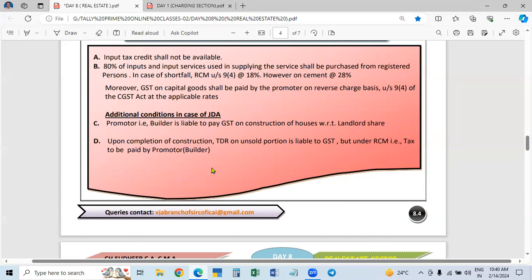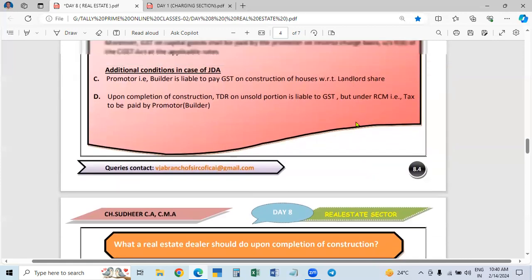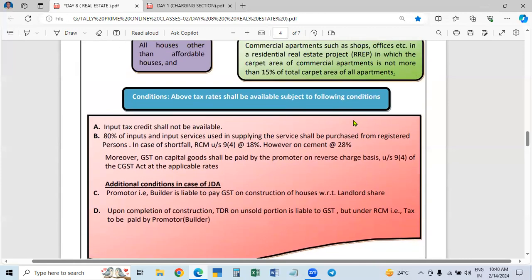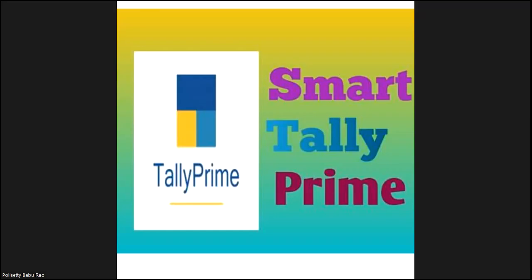So we can save a lot, because we are getting the ITC for the 12% tax rate only. Except for commercial building, we can get ITC. For others, we will not get it. So if we pay less tax, even if we don't get the ITC, our burden will be less. This is the small tax planning by the builders. By following this tax planning, he can reduce the tax burden even though he is not getting the ITC. Instead of paying 18% or anything, he is paying only 1% for inputs and 6% for services.